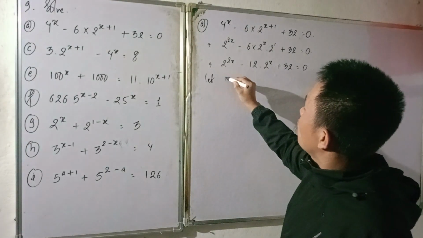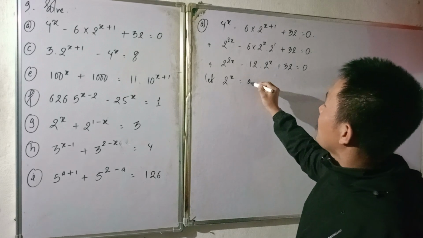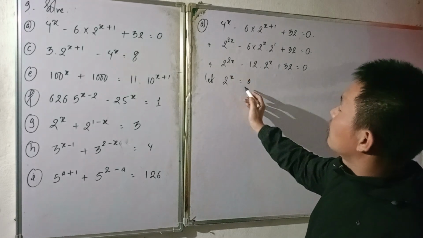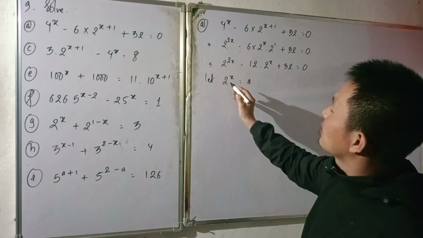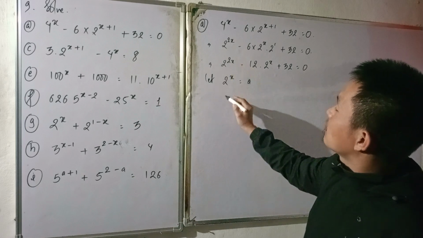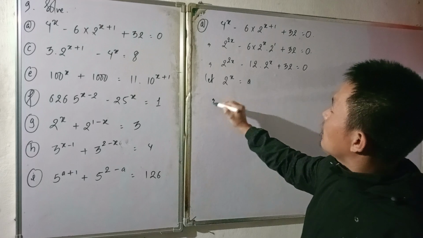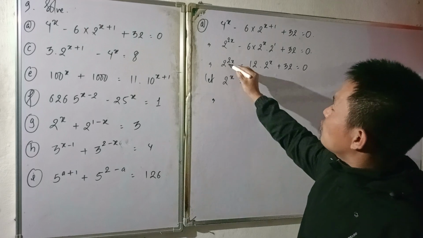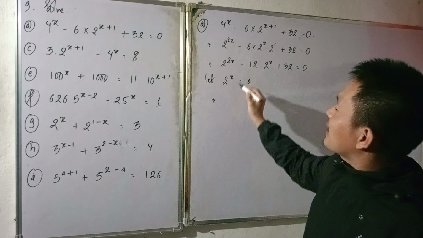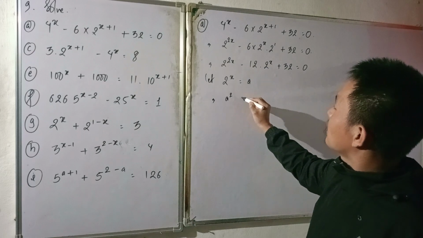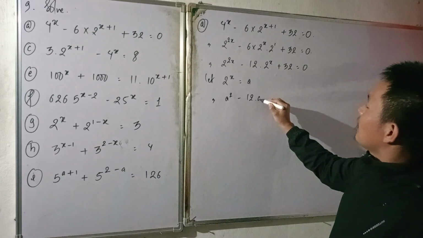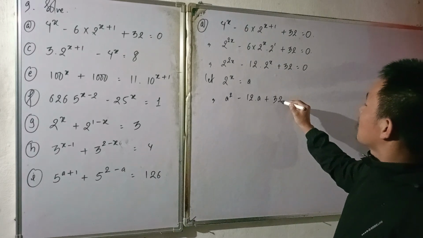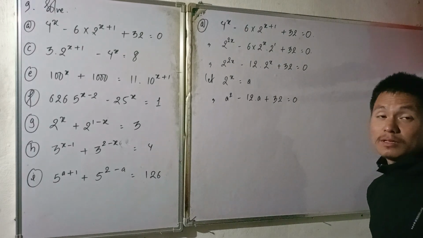Let 2 power x be a, some variable. Now after representing 2 power x by a, you can write 2 power 2x as a squared minus 12a plus 32. Now just factorize this, nothing more.